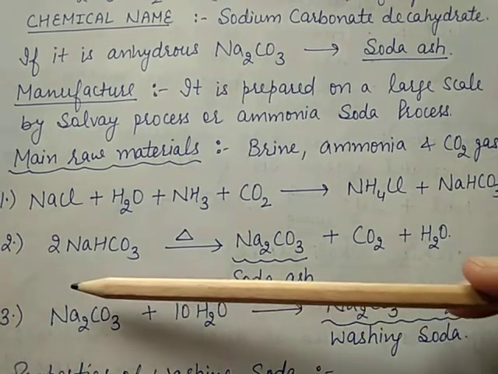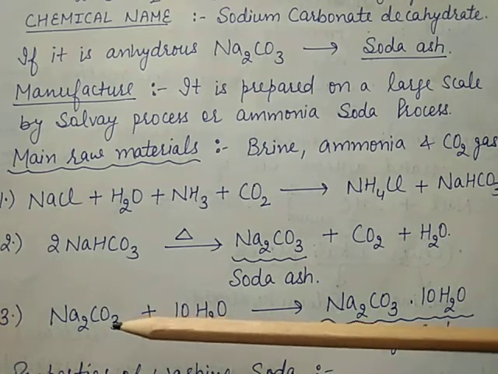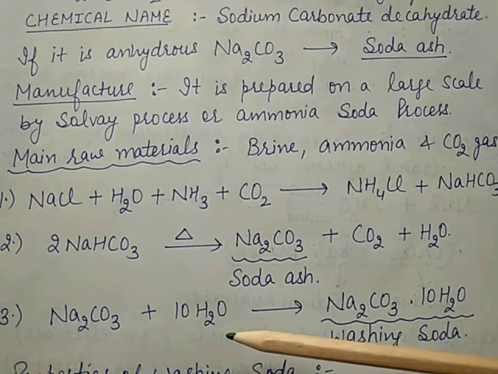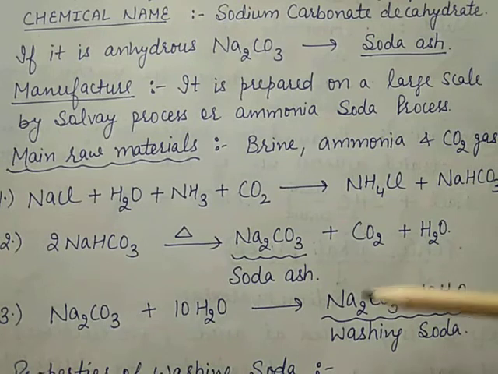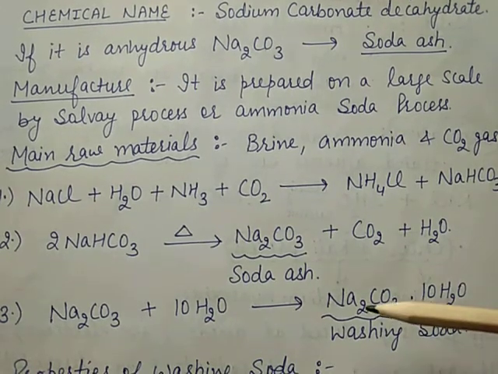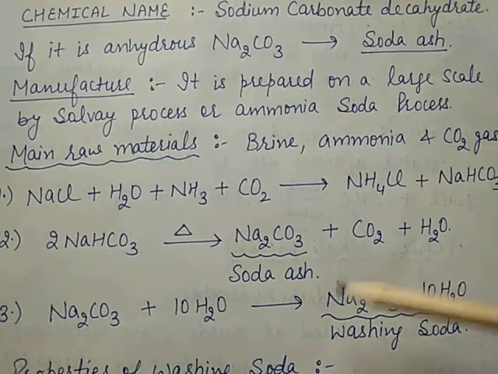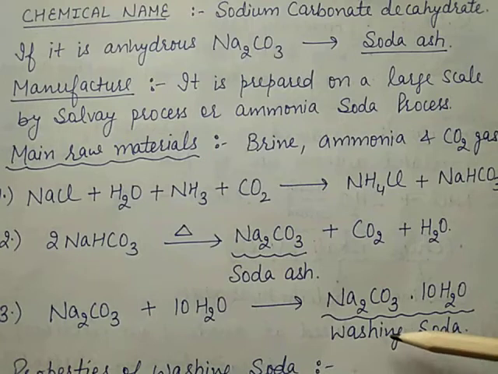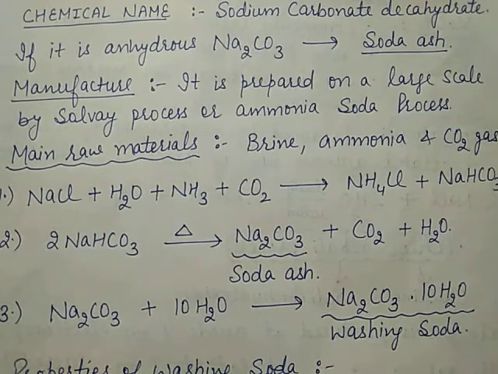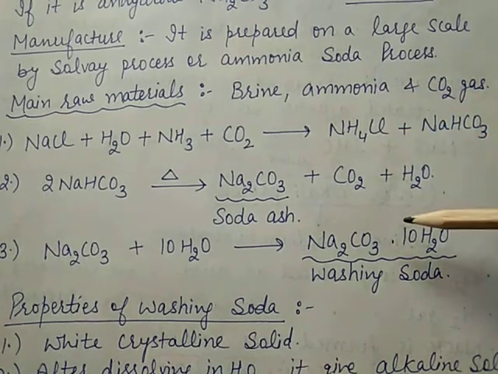In step number 3, this anhydrous sodium carbonate is dissolved in water, the solution is concentrated, and upon cooling it gives the hydrated form of sodium carbonate. This hydrated form is called washing soda. These are the steps of the preparation of washing soda.